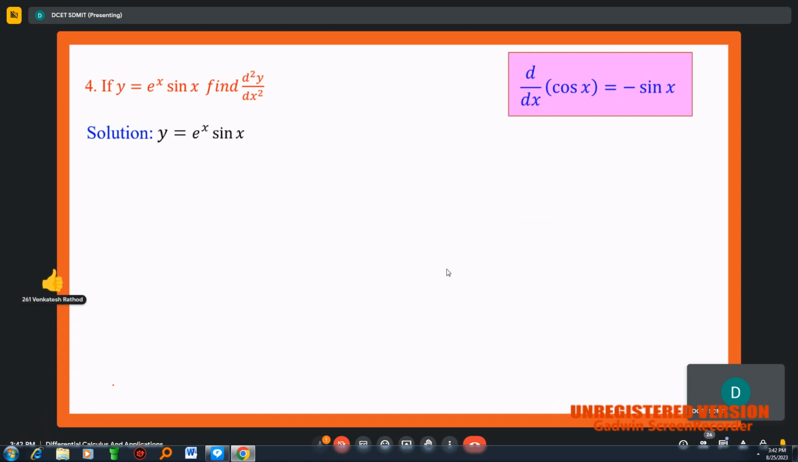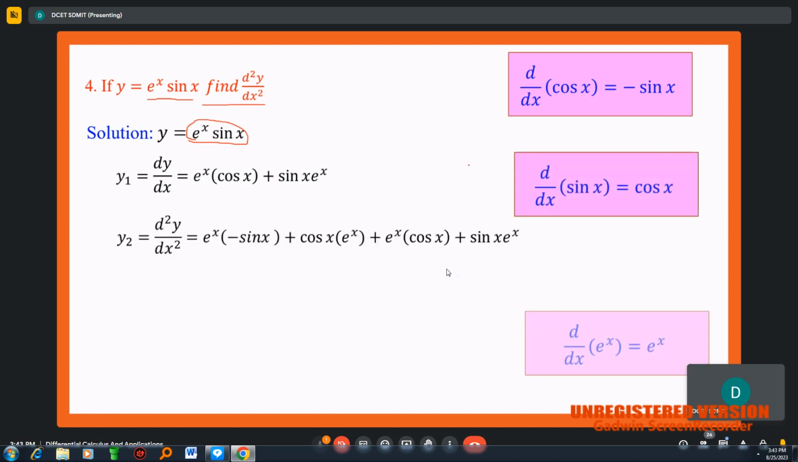See here. Next problem. If y is equal to e to the power of x into sin x, that is the given function. We have to find out d square y by dx square. Now y is e to the power of x into sin x. Again here there is a product term, so we have to use the product rule.